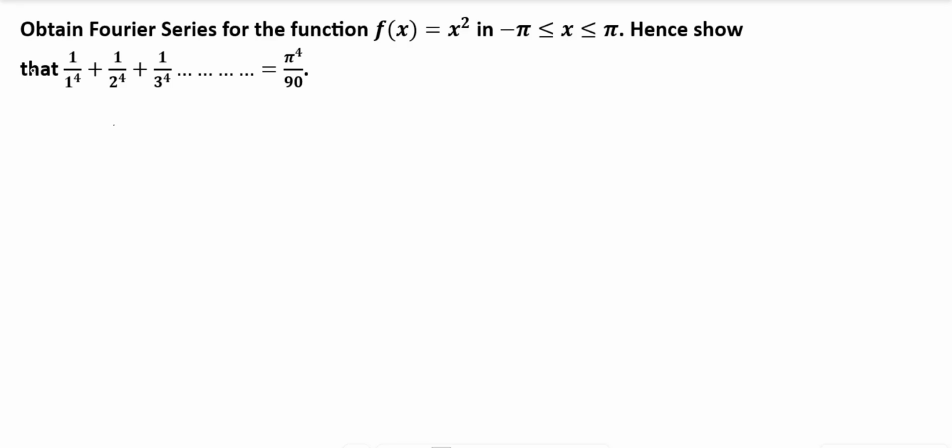So, the question is: obtain the Fourier series for the function f(x) = x square in the interval minus pi to pi. Hence, show that the summation of the inverse of natural numbers raised to the power 4 is equal to pi raised to the power 4 by 90.